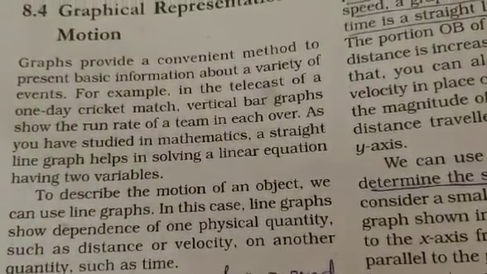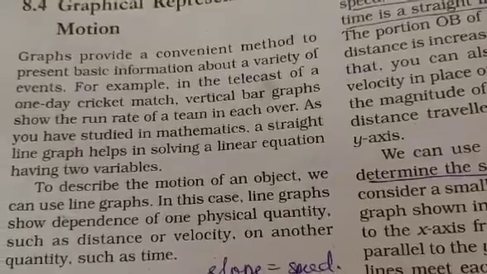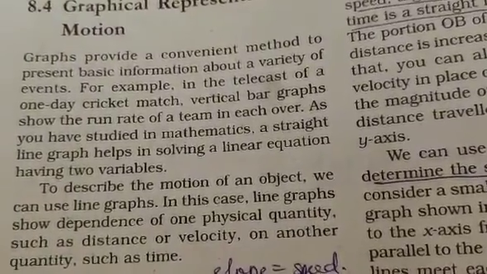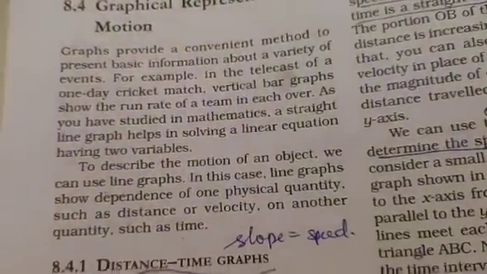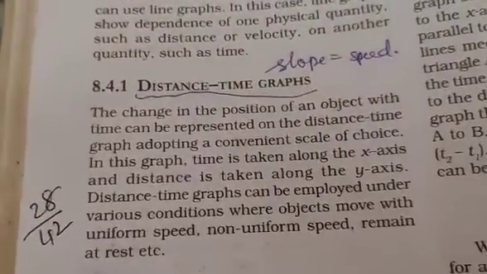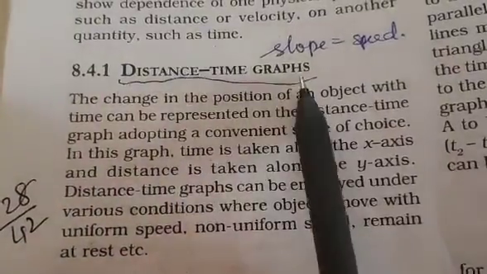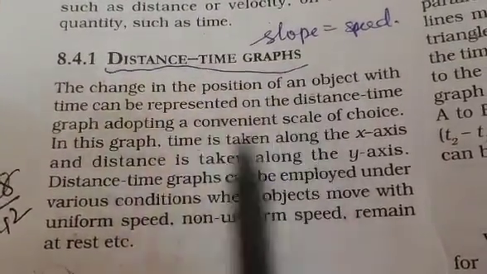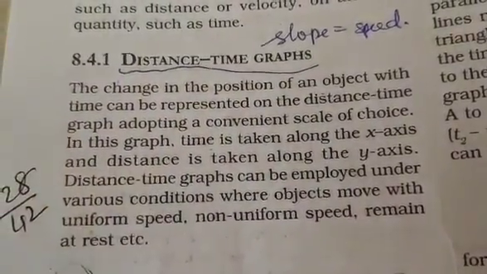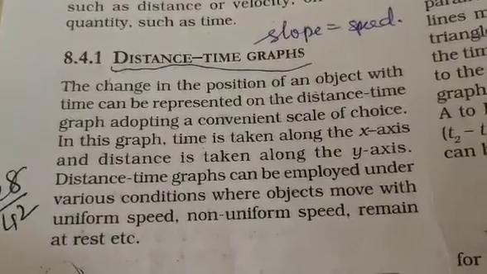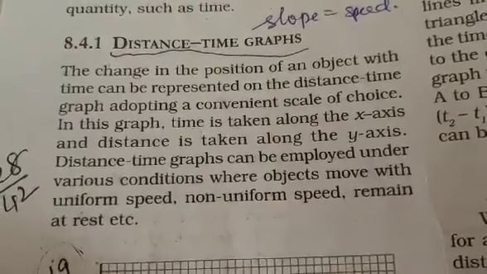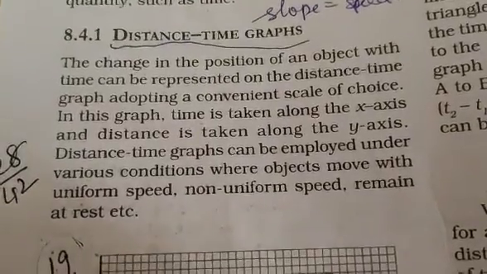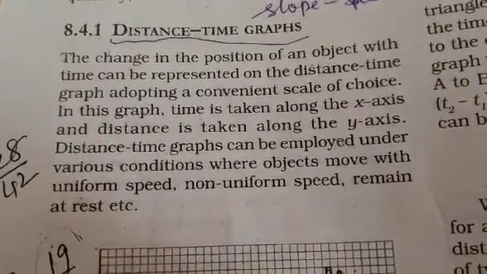So here also we are talking about objects which are moving. Our chapter deals with objects in motion. So such an object which is moving can be shown in a graph. Here the first graph which you come across in the syllabus is the distance time graph. In a distance time graph we generally take the dependent variable on the y-axis and the independent variable on the x-axis.